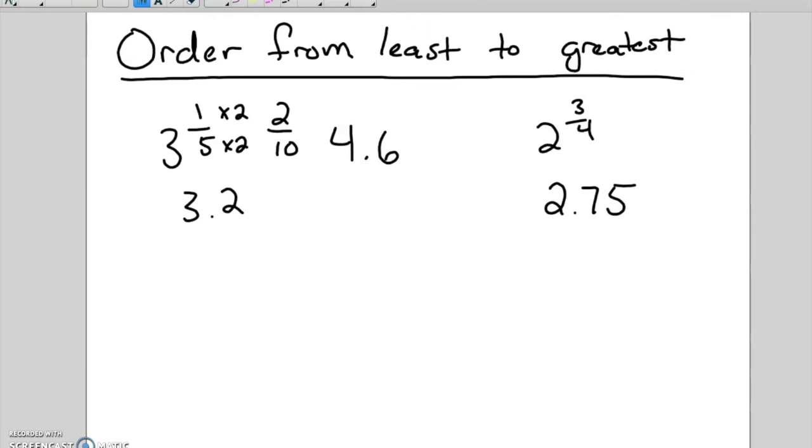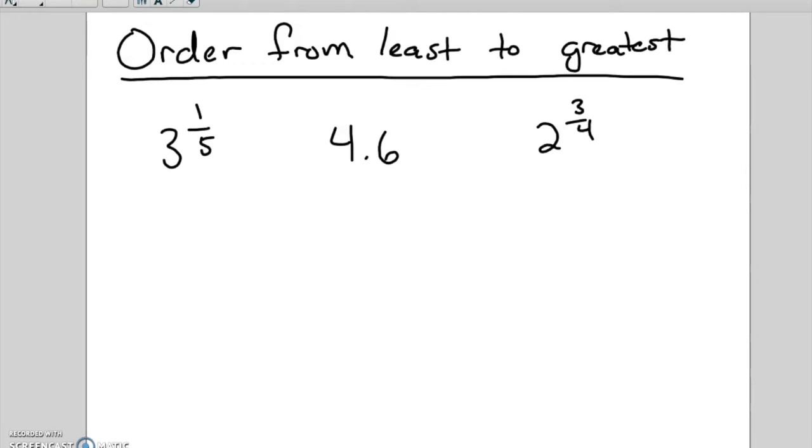Now, wait a second. Did you do all that work? Because if you did all that work I just did, you didn't have to. You might be saying, what? Yeah. Look at the wholes before you do anything. 3 wholes, 4 wholes, 2 wholes. Ha! I don't have to do any math here. Just put them in order, because 2 is the smallest. 3 is the next biggest.